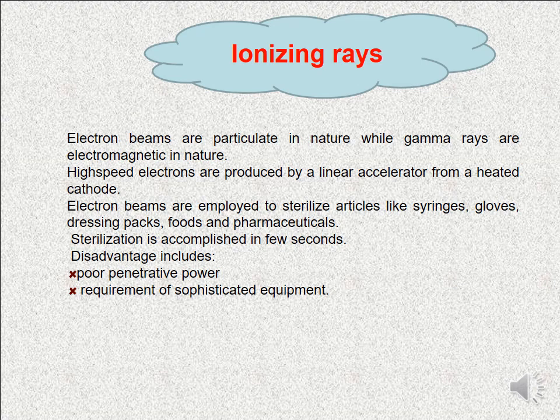The ionizing rays: electron beams are particulate in nature, while gamma rays are electromagnetic in nature. The high-speed electrons are produced by an accelerator from a heated cathode. Electron beams are employed to sterilize articles like syringes, gloves, dressing packs, food, and pharmaceutical materials. The sterilization is accomplished in a few seconds. The disadvantages of ionizing radiation are poor penetrative power and the requirement of sophisticated equipment.